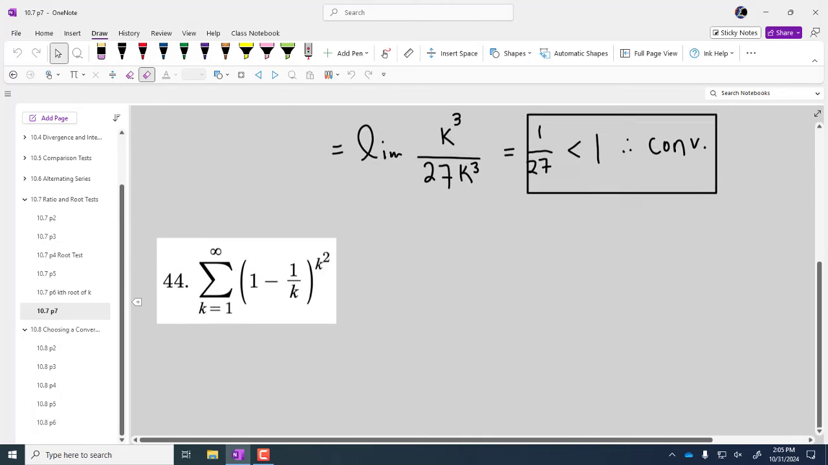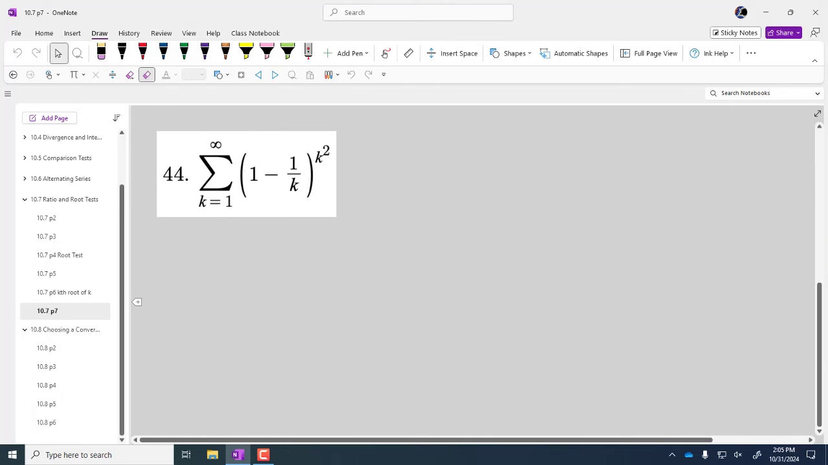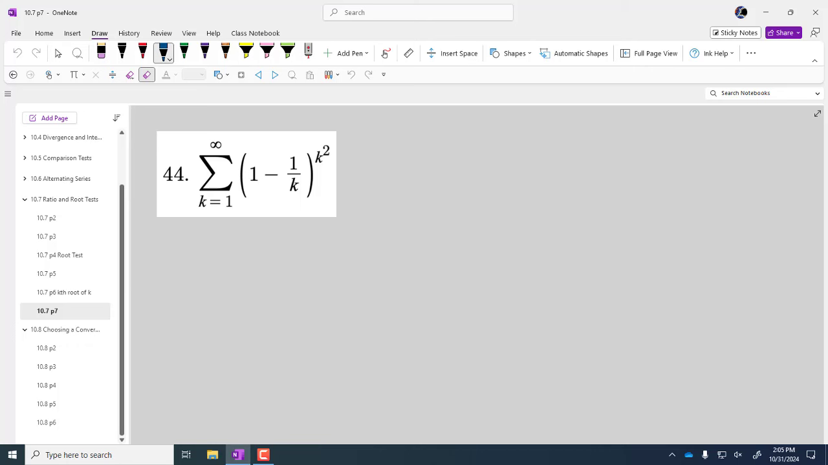So easy. So here's the last one in chapter 10, section 7. This is in the root and ratio test section. What do you think we're going to do here? Root test or ratio test? Root test. Yeah, it's got that power on the outside, so the root test is going to reduce that power. So of course that's what we'll do.